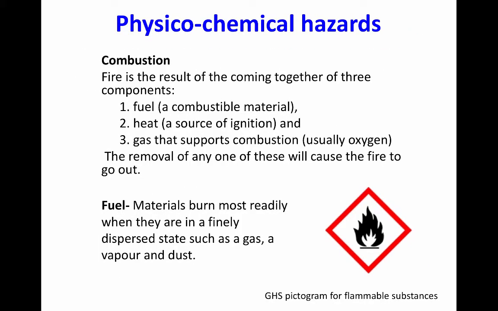So first of all, when we consider physico-chemical hazards, we look at combustion. Fire is the result of coming together of 3 components: fuel, a combustible material, heat, a source of ignition, and a gas that supports combustion, which is usually oxygen. Materials most readily burn when they are in a finely dispersed state, such as a gas, a vapour, or a dust. Now this is the GHS pictogram for flammable substances.